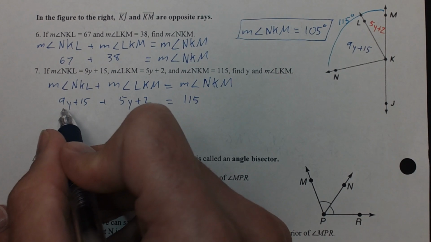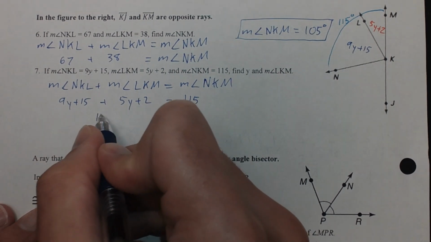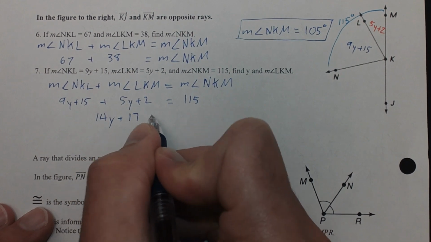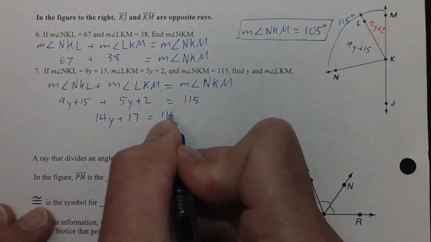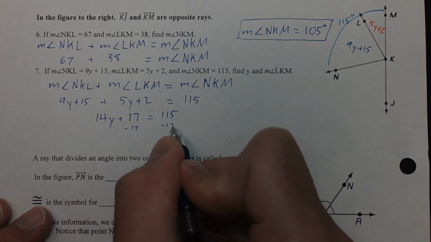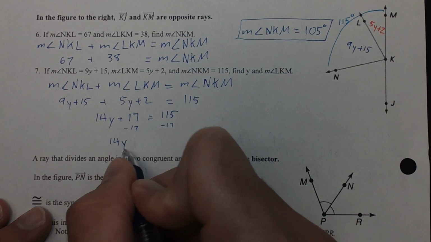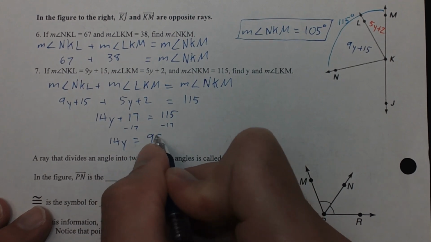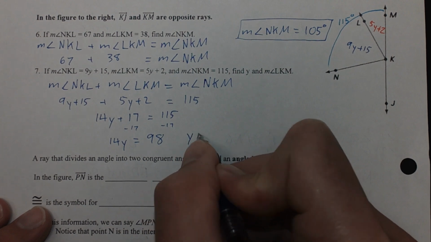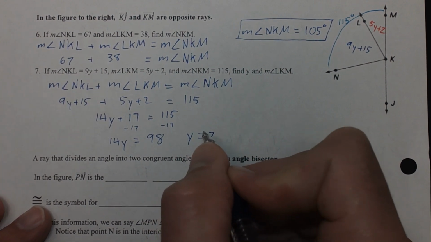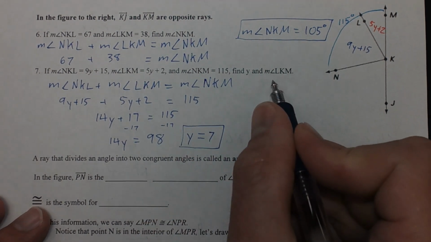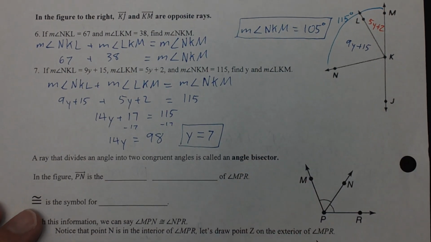Combine your like terms. 9y and 5y gives you 14y. 15 and 2 gives you 17. And that is equal to 115. Subtract 17 from both sides, and you get 14y is equal to 98. And once you divide by 14, you get y is equal to 7. It says find y and find the measure of angle LKM. Well, we already found y.